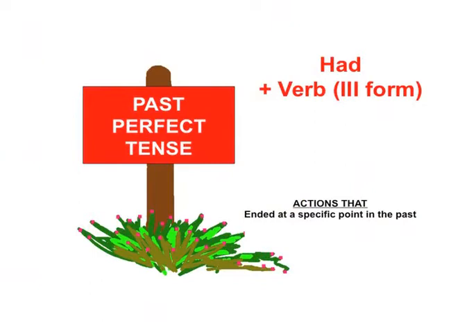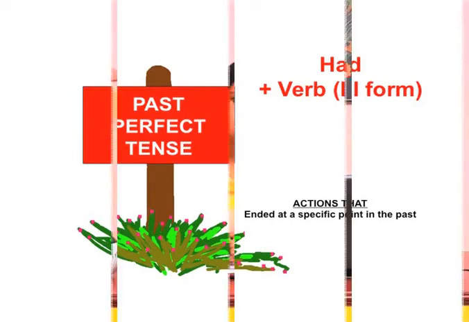This tense is used for actions that started and finished in the past. It can also be used for actions that happened one after the other in the past, एक के बाद एक हुए, in a sequence. It can be used for short actions in the past that interrupt a longer action. Now the past perfect tense is used for actions that ended at a specific point in the past. They are no longer going on, they have ended at some point in the past.